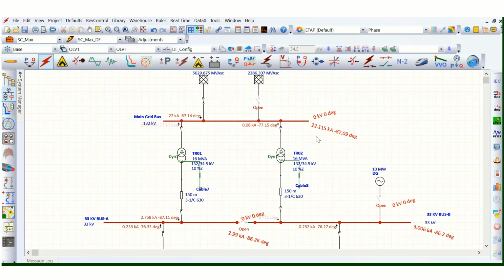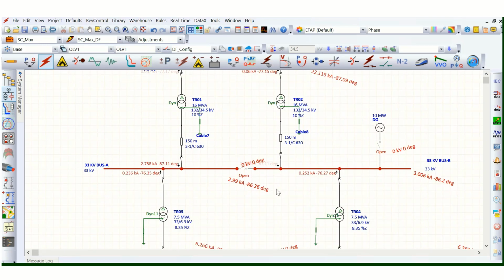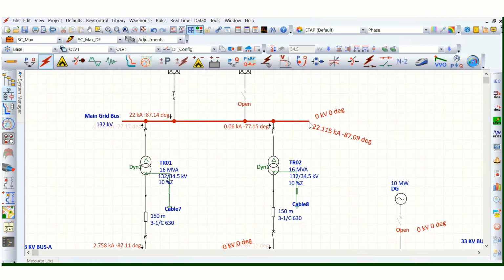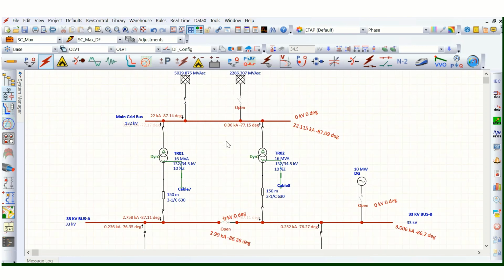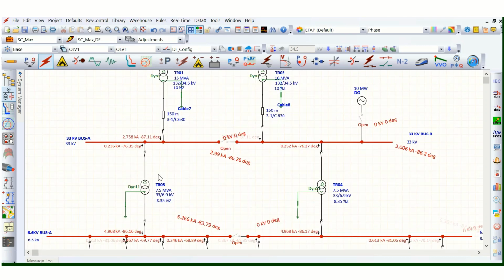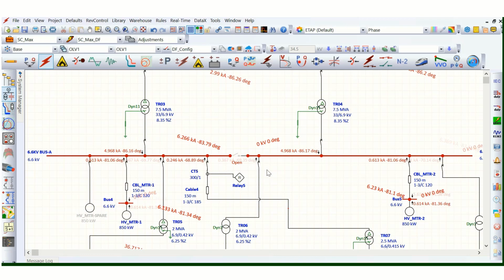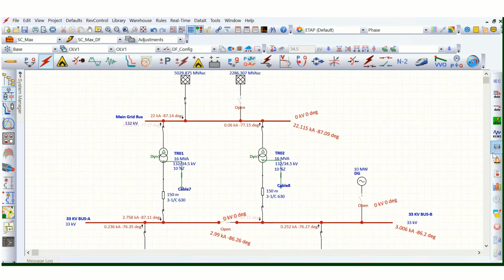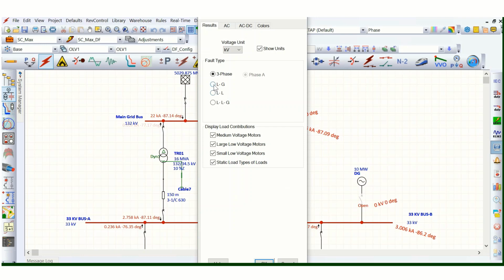This is what it is showing, 22.115 kiloamps, 22 kiloamps. So what is this? This is the three phase fault. Okay, let's select single line to ground fault.